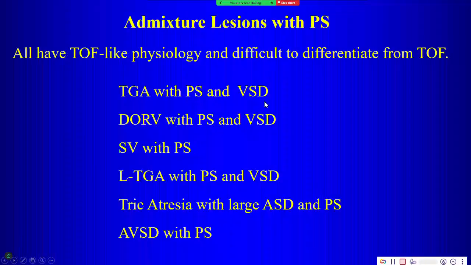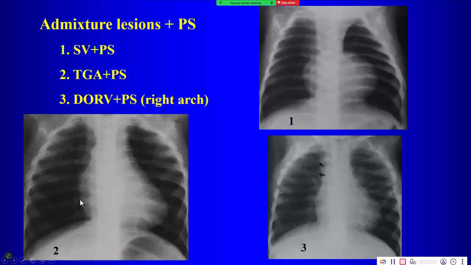ventricle. Okay? Now, these admixture lesions, if we superimpose pulmonic stenosis on the admixture lesions that we talked about in the last lecture, especially if there's a VSD, the physiology will resemble Tetralogy of Fallot. So clinically, they will resemble Tetralogy of Fallot, and on the radiograph, they might have findings also that resemble Tetralogy of Fallot. So any admixture lesion, if there's a VSD and we superimpose pulmonic stenosis, will resemble Tetralogy of Fallot.